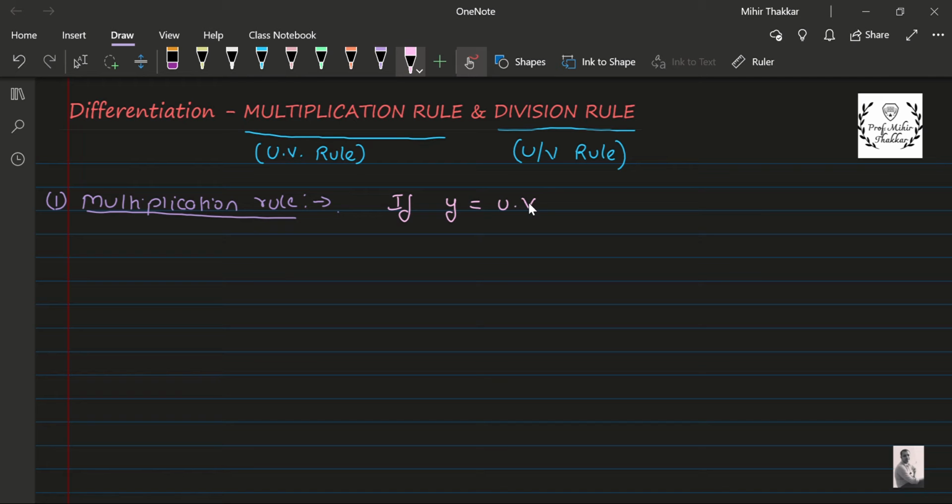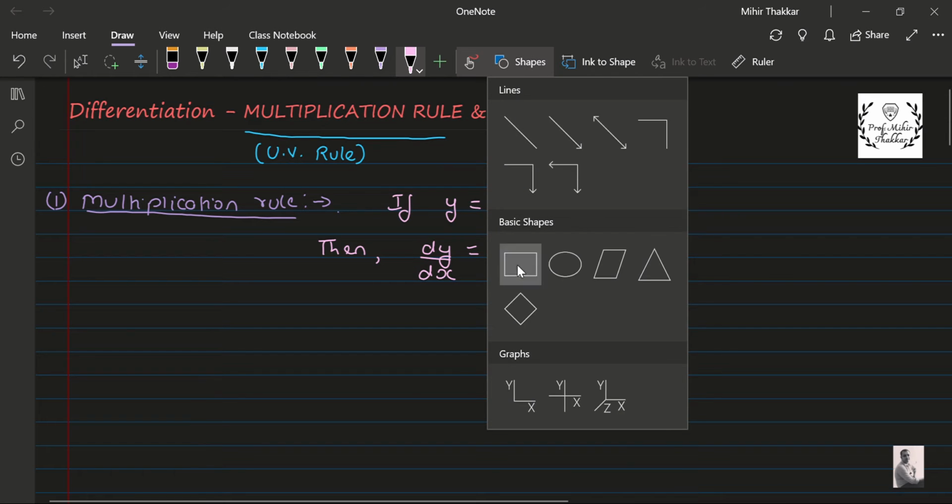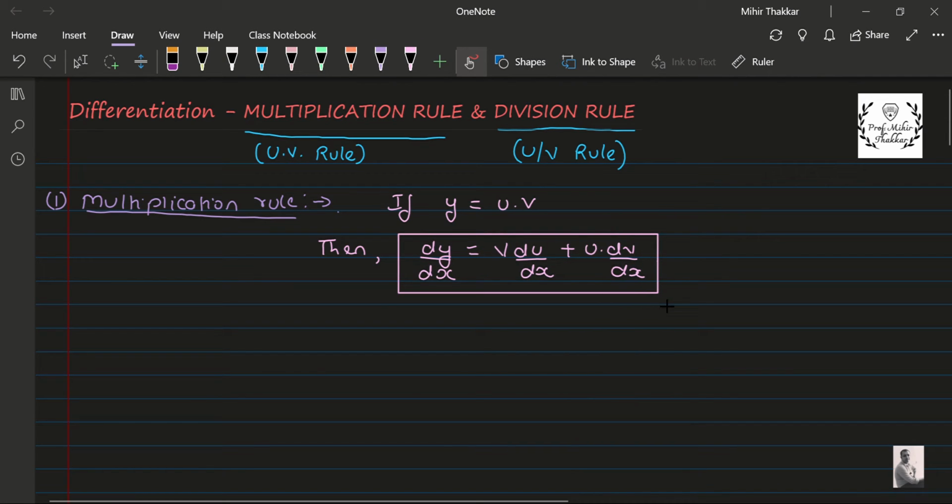Let us consider, first of all, what is the formula for the u into v rule or multiplication rule. The rule goes like this. If y is equal to u into v, then dy by dx is v du by dx plus u into dv by dx. It's very easy to remember guys. You can see over here.